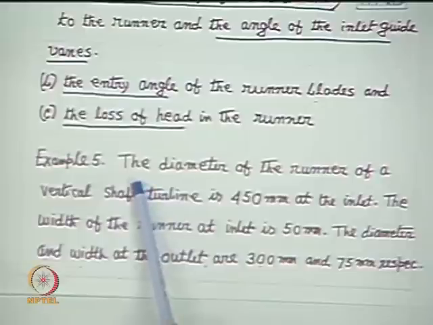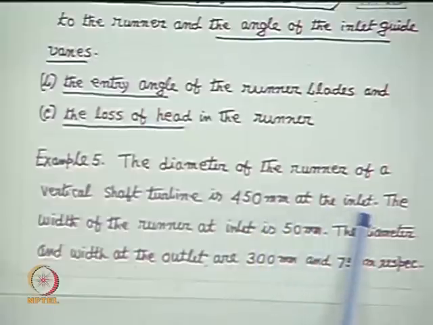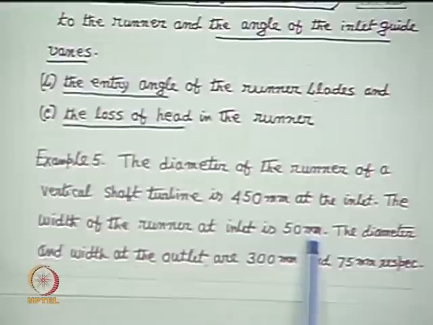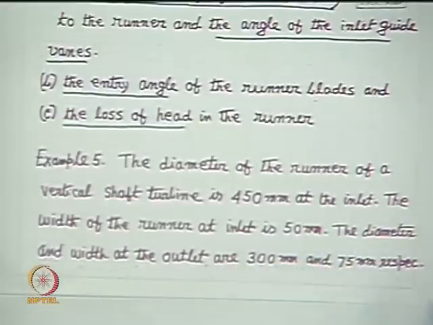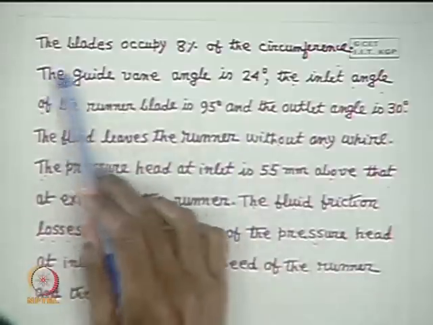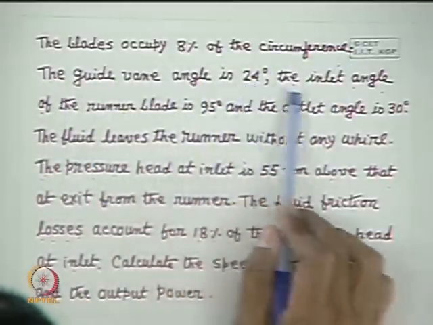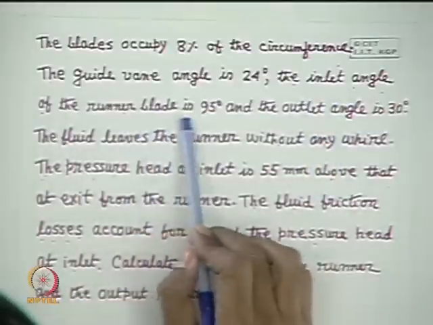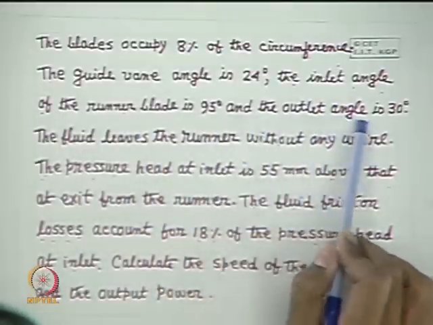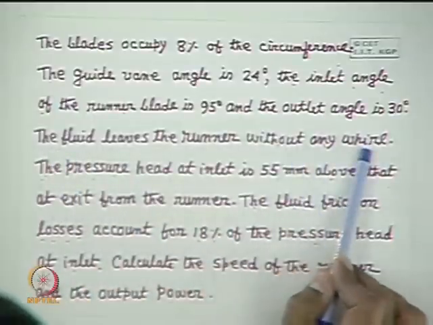The problem was like this: the diameter of the runner of a vertical shaft turbine is 450 millimeter at the inlet. The width of the runner at inlet is 50 millimeter. The diameter and width at the outlet are 300 millimeter and 75 millimeter respectively. So quickly we will be going through this problem. The blades occupy 8% of the circumference. The guide vane angle is 24 degree. The inlet angle of the runner blade is 95 degree and the outlet angle is 30 degree. The fluid leaves the runner without any whirl. There is no whirling component.